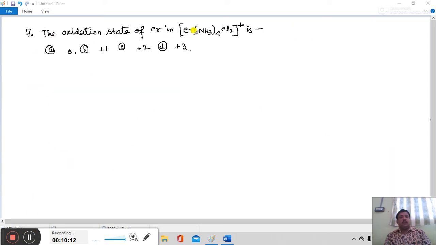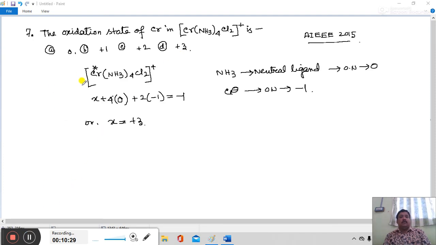My next question is, the oxidation state of chromium in [Cr(NH3)4Cl2]+ is: option A 0, option B +1, option C +2, option D +3. Taking the unknown chromium as X, 4 ammonia act as neutral ligands having oxidation number 0, and 2 chloride ions have oxidation number -1 each. By calculation we get the value of X equal to 3. So the oxidation state of chromium in this complex is +3. So option D is the correct one.